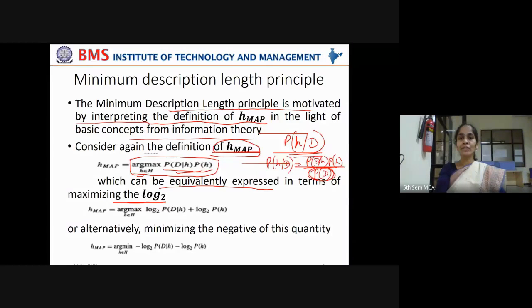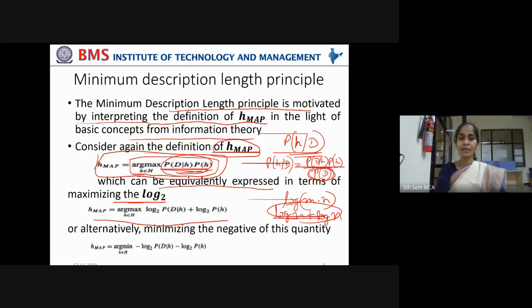Now let us apply log to this particular formula of HMAP. So this becomes HMAP equal to argmax of H belongs to hypothesis space H. When you apply log, what will happen? Log of m into n, you can write it as log m plus log n. In the basic logarithm chapter, you might have come across this. If you have log m by n, you write it as log m minus log n, right? So you have here a product.